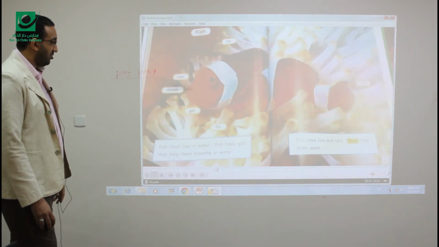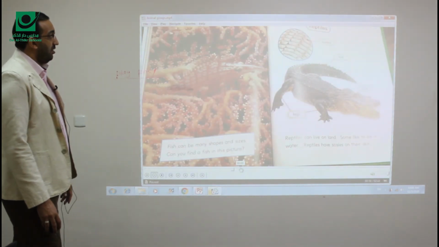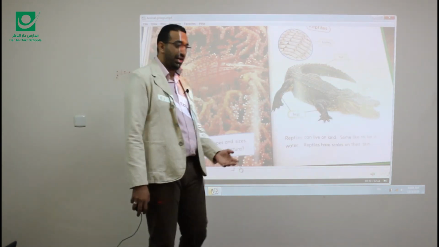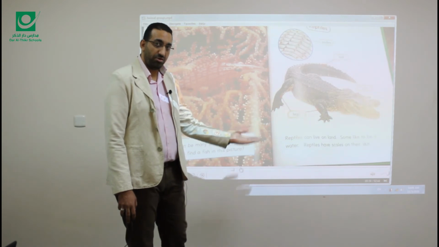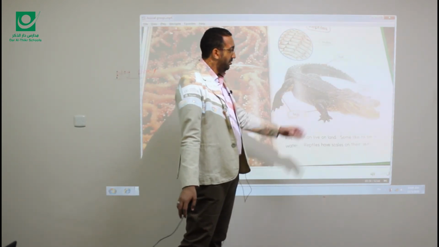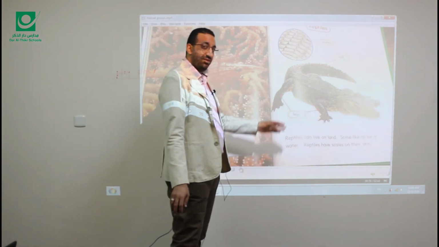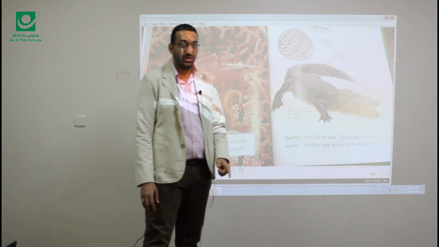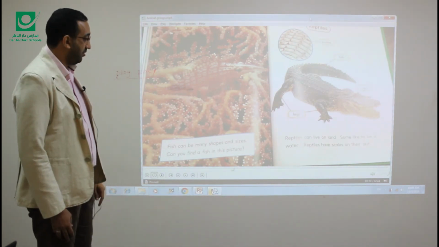Let's move to the second type. The reptiles. And what are reptiles? We can say lizards or crocodiles. And the features for them: they have legs, eyes, tail, and their body is covered by scales. Their body is covered by scales. That's the features of reptiles.